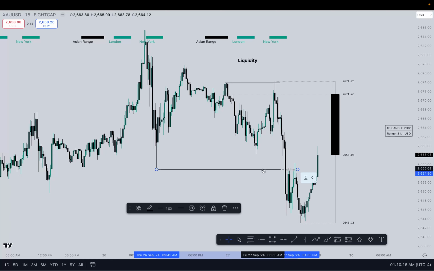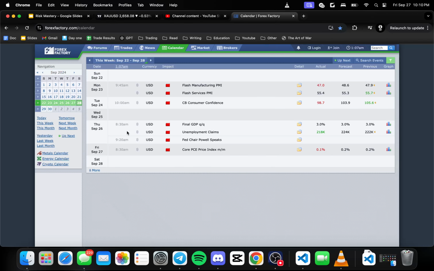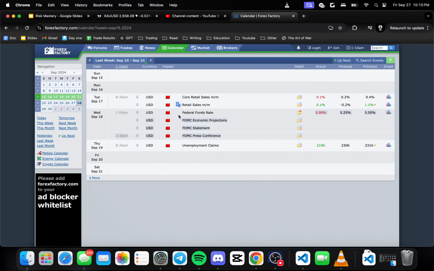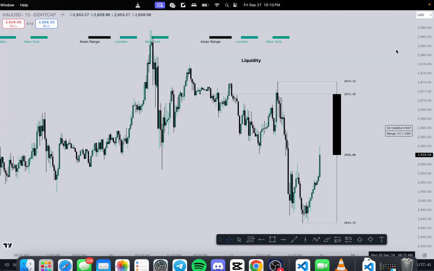How you nail specific liquidity is following red folder news. So pulling up Forex Factory, right? We have CPI today. That's what we had this morning. And like other weeks, we have FOMC. We have unemployment claims. All of these news are significant factors.